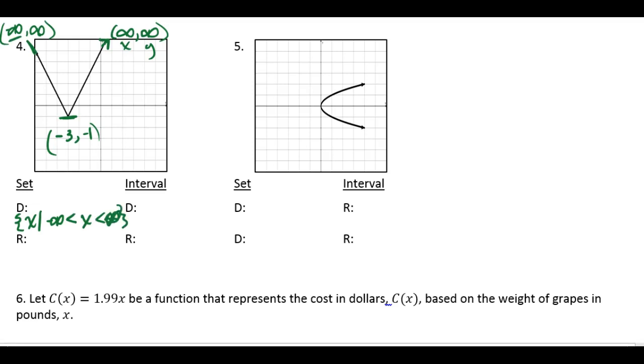Range, bottom to top, okay? The lowest y value, negative 1. What's the highest y value? Well, that's positive infinity. So my range would look like this: y such that negative 1 is less than y, which is less than positive infinity. Interval notation would look like this. The domain goes from negative infinity to positive infinity, so it's just all parentheses, all infinity. Range would go from negative 1, and it would be a bracket because the line goes straight through it, and to infinity, which is always a parenthesis.